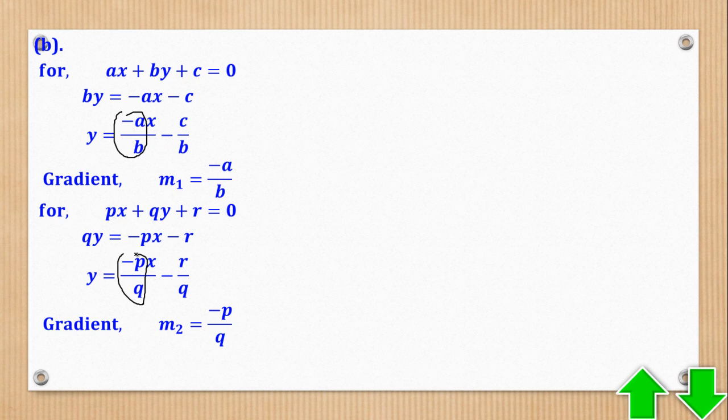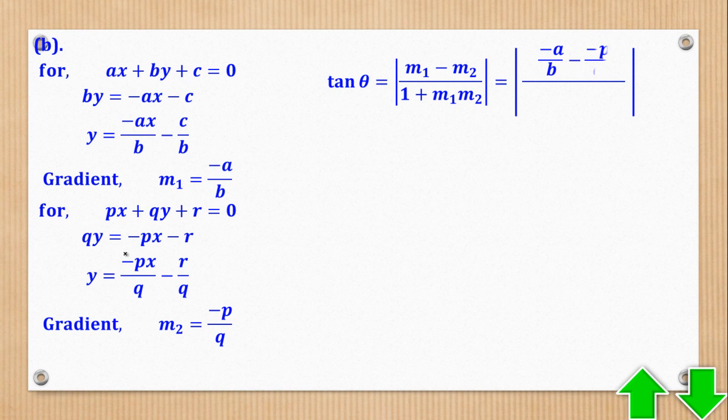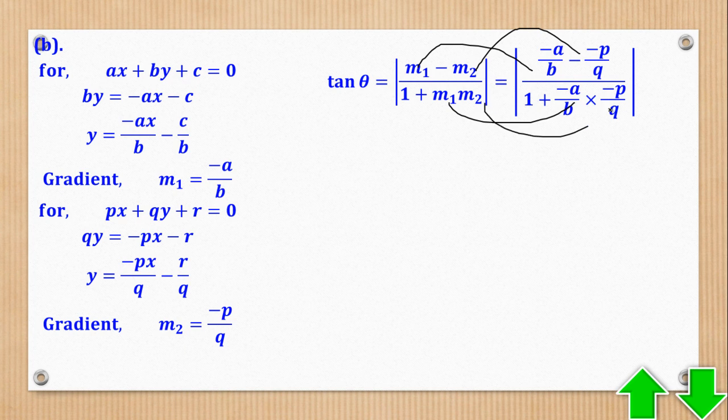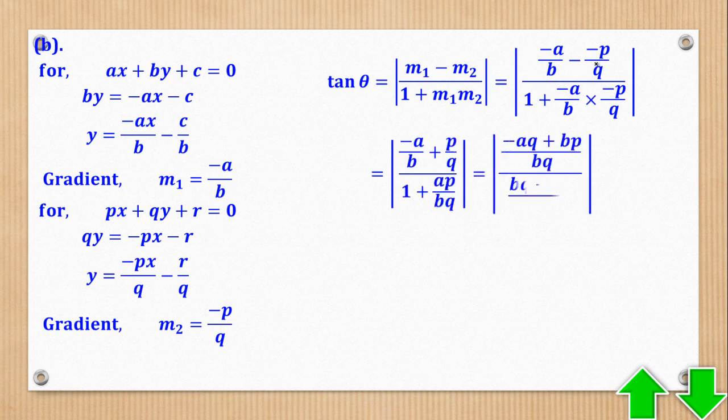So I have both gradients. I can now quote the formula from the logbook. That is the formula. Then I substitute for m1, m2, m1, m2. The next is now algebra to simplify. So this with this gives you positive. That's why you see plus here. And this times this is positive. That's why you see plus here.